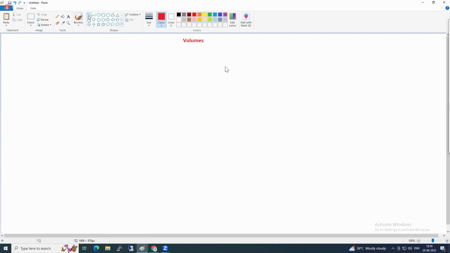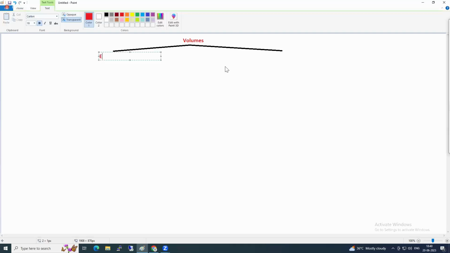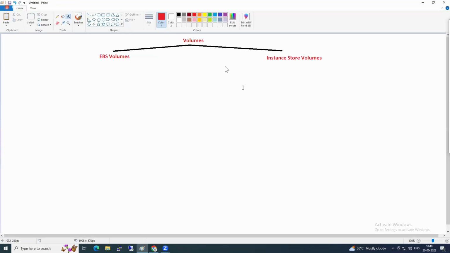So we learned about EBS volumes, correct? So here volumes are classified into mainly 2 types. I'm going a little bit upper. We have already learned EBS volume, but I'm going a little bit upper. So EBS volumes are classified into 2 types: EBS volumes and instance store volumes.